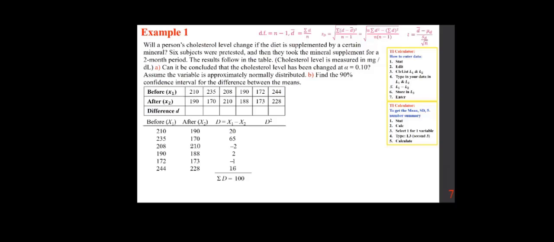Now, you do the test of hypothesis on this group. Let me emphasize this. This is now the data that we are concerned with. Never mind the rest. This is the data. Assume there are 6 pieces of data, 20, 65, negative 2, 2, negative 1, and 16, and you're doing your statistics. You're finding the mean, you're finding the standard deviation, you're doing the test of hypothesis, and you're finding the confidence interval for these pieces of data.